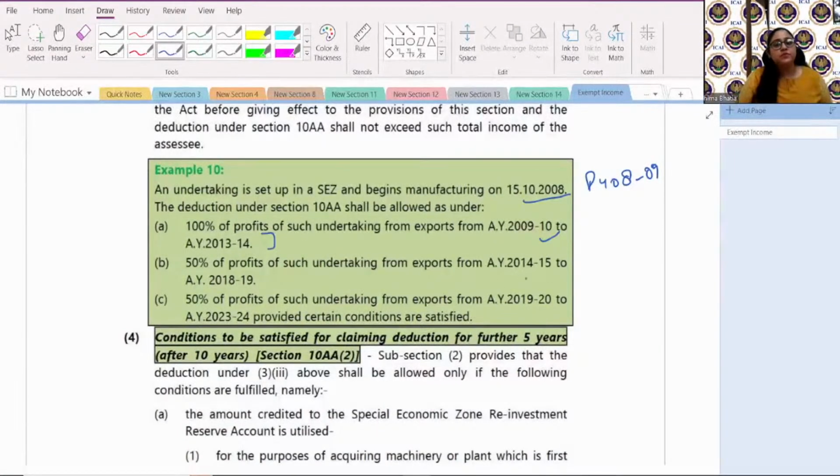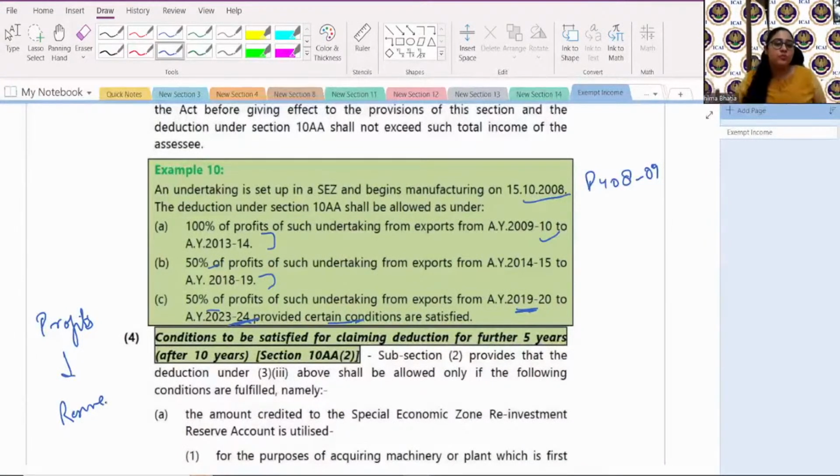Then for the next 5 years, 2014-15 up to assessment year 2018-19, 50% of those profits. Then for the next 5, from assessment year 2019-20 to assessment year 2023-24, 50% of the profits, provided certain conditions of transferring to reserve are satisfied. Now what is this transferring to reserve? The government says profits are appropriated and transferred to reserves. The government says that we want the development process to be ongoing. We want the manufacturing to be ongoing.